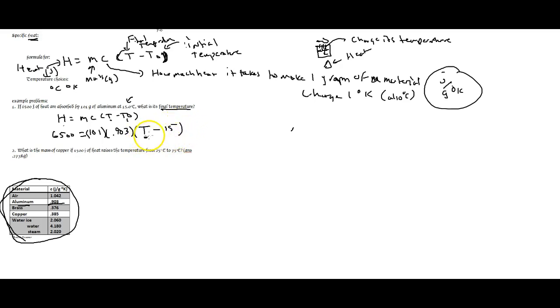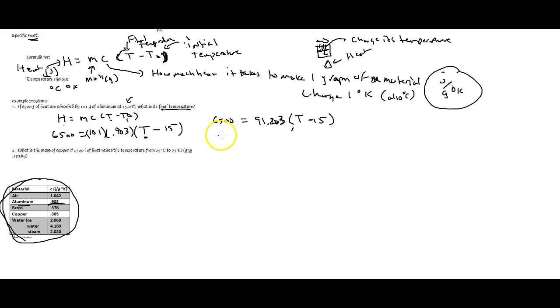Okay, you can find this is the final temperature. That's what I'm asked to do. So there's that. Now I'm going to go ahead and do the algebra for you because some people had trouble with algebra in class. So here we go. 6,500 equals 101 times 0.903. So multiplying those first two things together, combining like terms as it were, we get 91.203. And then my final temperature I don't know. Initial temperature is 15. Okay.